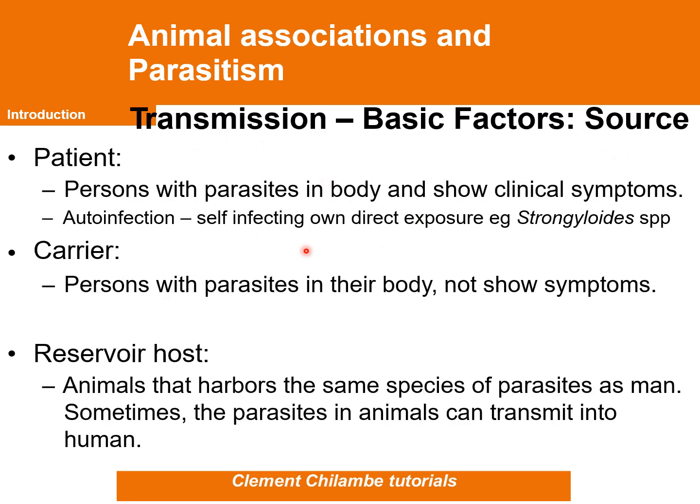All right, so let's start with the source of the infection. So what is the source of the infection? Number one, a patient. Persons with parasites in the body who show clinical symptoms can be sources of an infection. An example is also auto-infection, self-infecting on direct exposure. For example, you can infect yourself with Strongyloides species. That is auto-infection. So this is the first source of infection. Two, a carrier. A carrier is a person with parasites in their body, but they do not show symptoms. They are sources of infections.